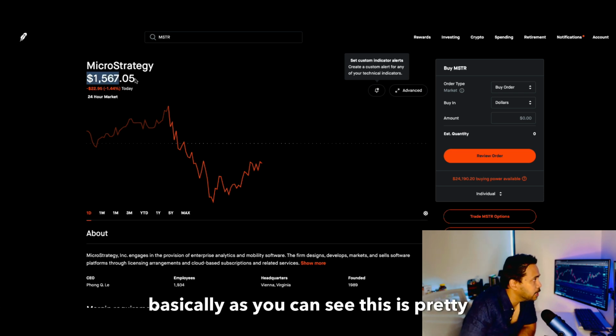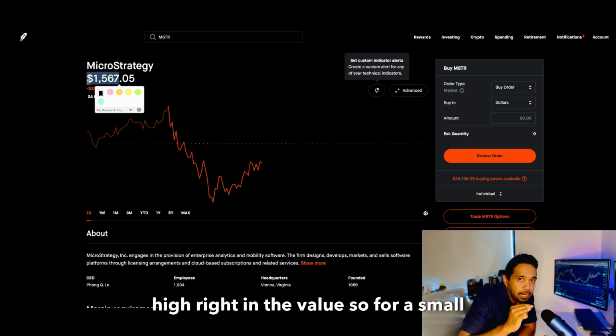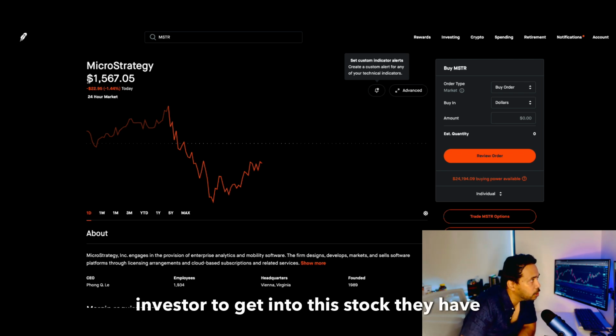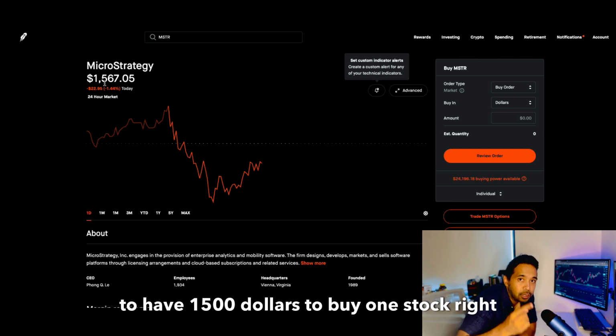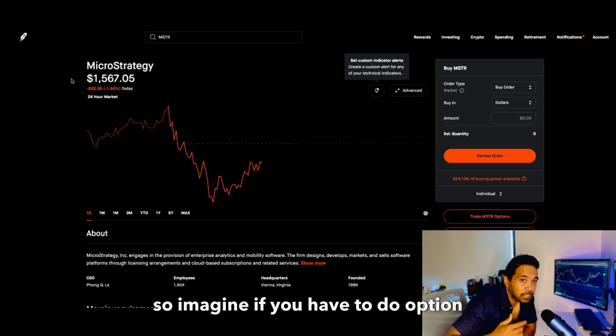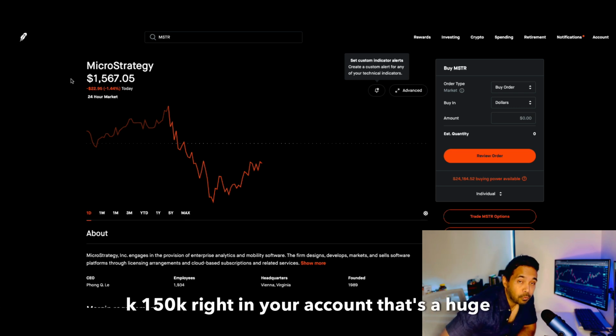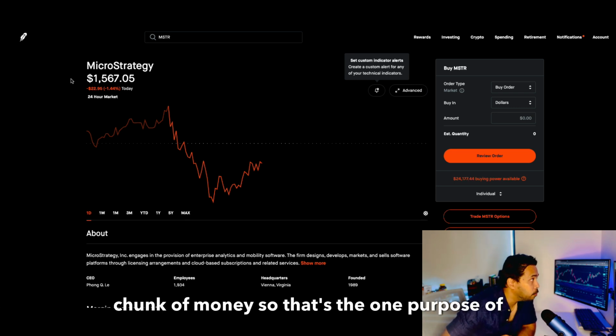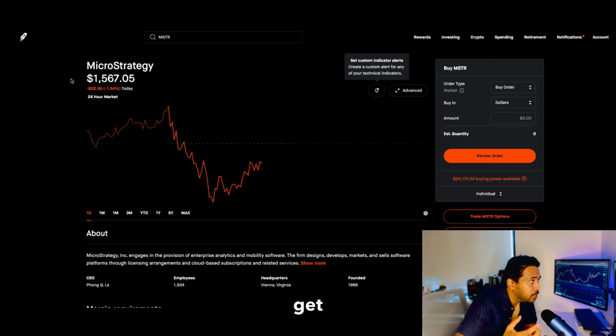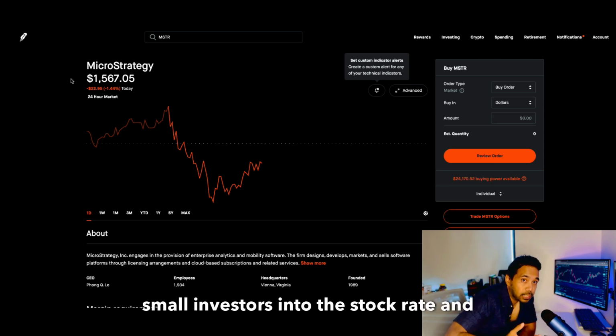So basically, as you can see, the value is pretty high. For a small investor to get into this stock, they have to have $1,500 just to buy one share. So imagine if you have to do option strategies on this, you need to have more than 100k or 150k in your account. That's a huge chunk of money. So that's one purpose of doing a stock split, to get small investors into the stock.